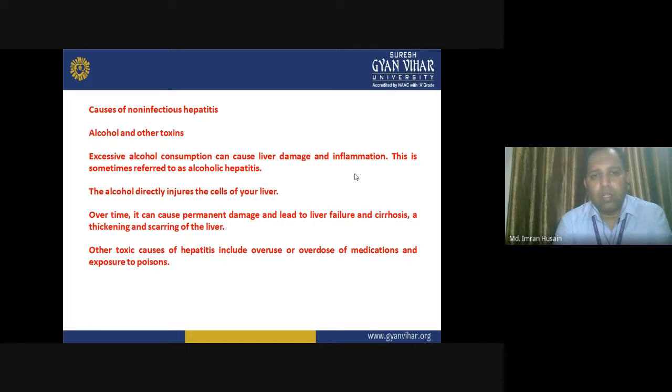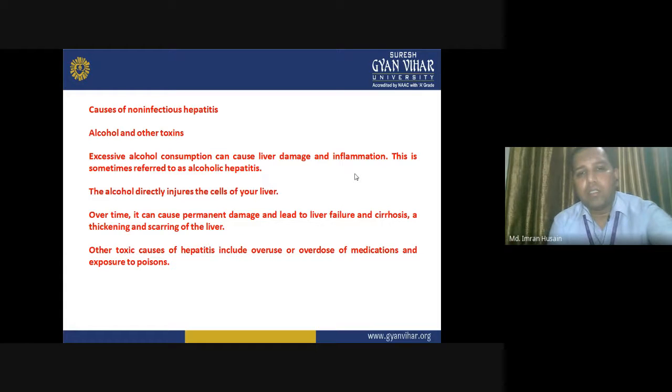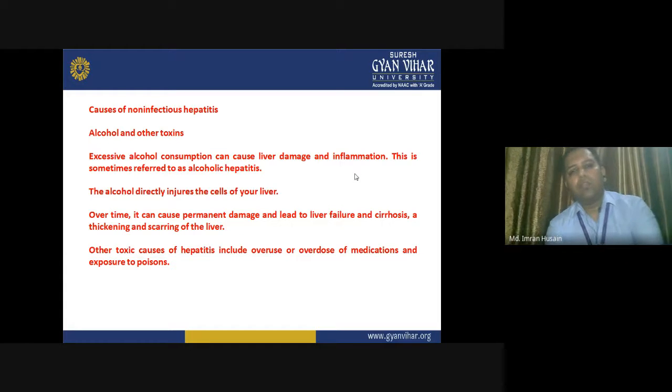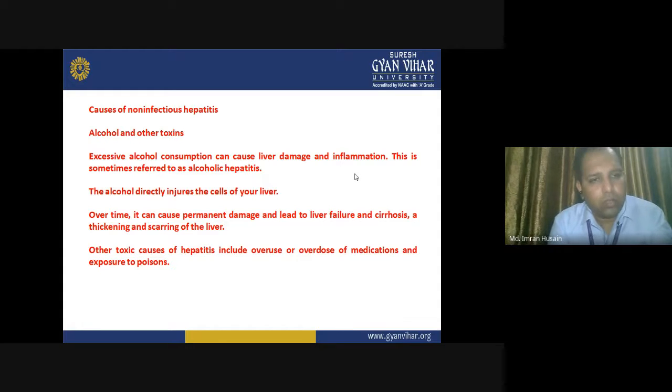So, the alcohol directly injures the cells of your liver. It is very dangerous not only for your liver but also for your kidneys. So, it is a double-edged sword. Over time, it can cause permanent damage and lead to liver failure and cirrhosis, a thickening and scarring of the liver.